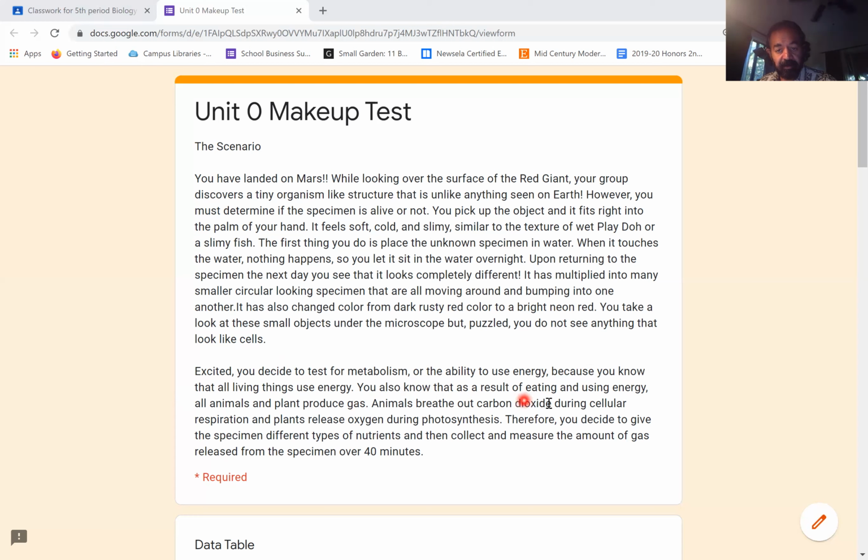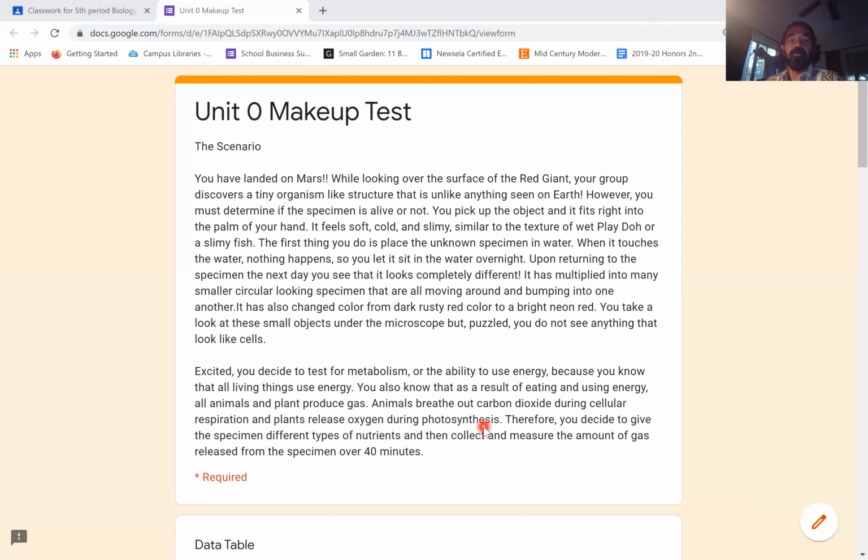You also know that as a result of eating and using energy, all animals and plants produce gas. Animals breathe out carbon dioxide during cellular respiration, and plants release oxygen during photosynthesis. So you already know this. Some of you may have been like, oh my God, overload. But really, all it's saying is when I breathe out, I'm breathing out CO2. When plants breathe out, they're breathing out oxygen, and that's why we're in a cycle with plants, right? Any beings that respire with any beings that do photosynthesis, it's a really good fit.